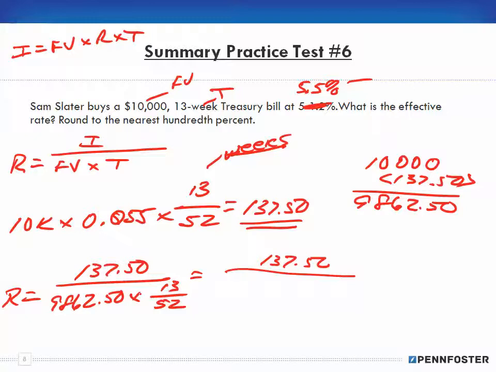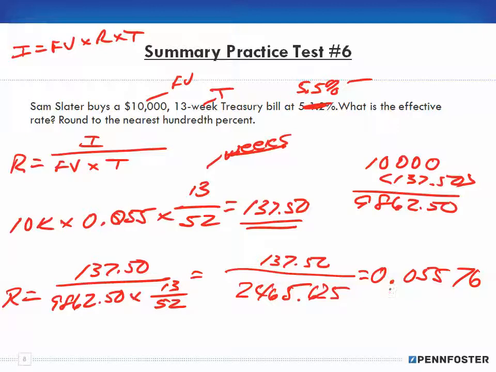So 9,862.50 times 13, and then divide that by 52, and in the denominator you have 2,465.625. So we divide 137.50 by 2,465.625, and we end up with 0.0557.